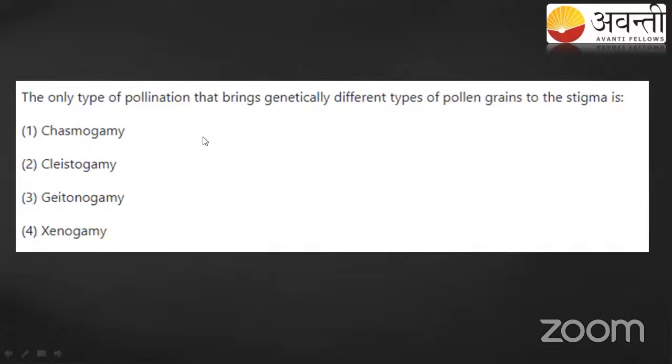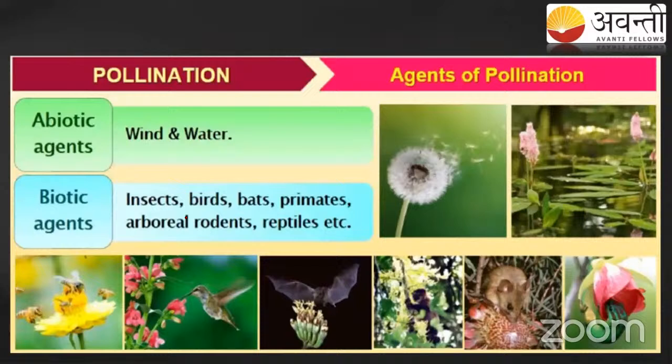See, 5% of you have chosen option A, 5% option B, 8% option C, and 82% of the people have chosen option D. The only type of pollination that brings genetically different pollen grains is xenogamy. Chasmogamy and cleistogamy are types of flowers, so you cannot choose those. Geitonogamy brings similar pollen grains, even though they are different flowers, because they come from the same plant. That is why you can't choose it. Xenogamy is where pollination takes place between two different plants. Understand? So now we are seeing the agents of pollination.